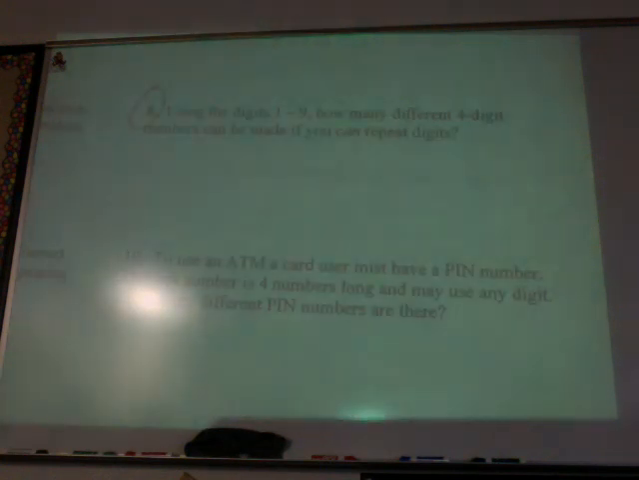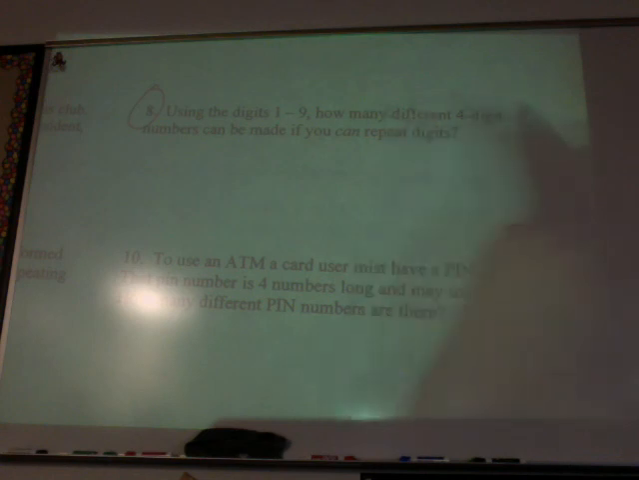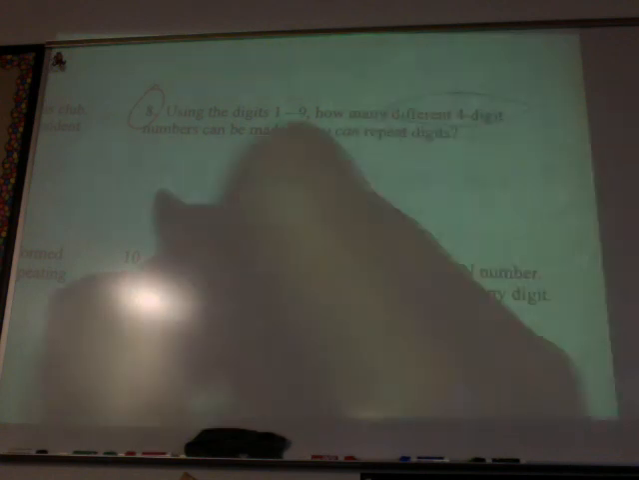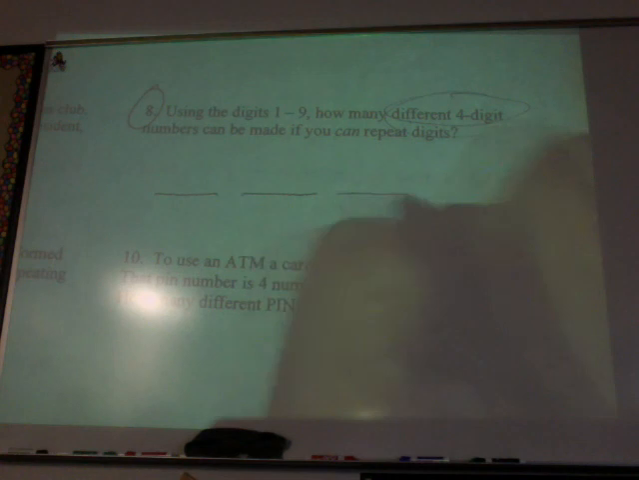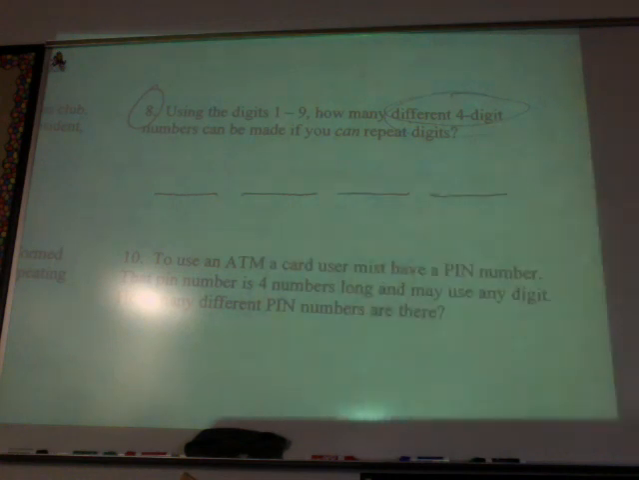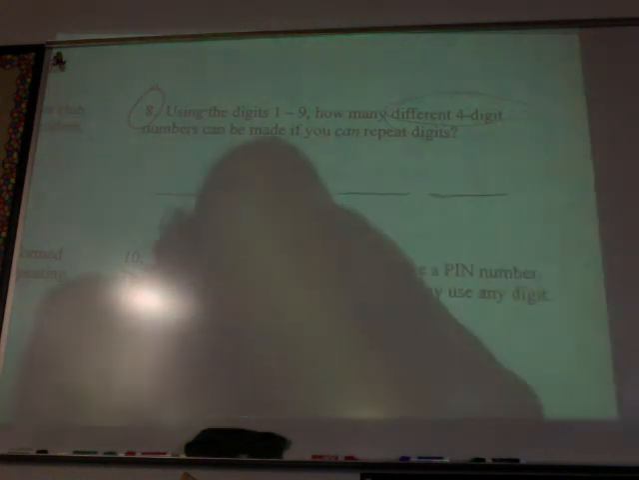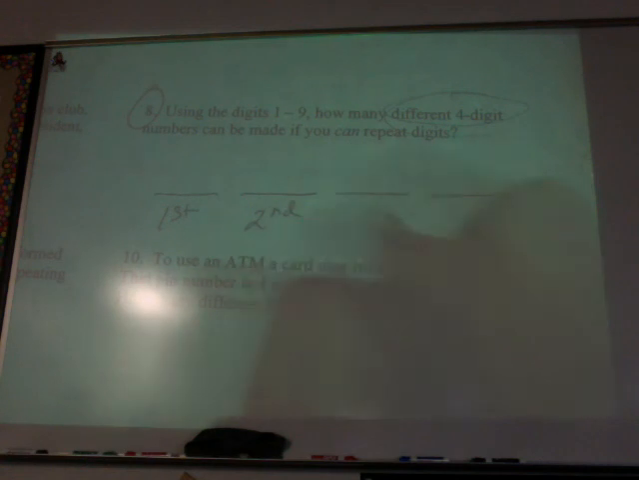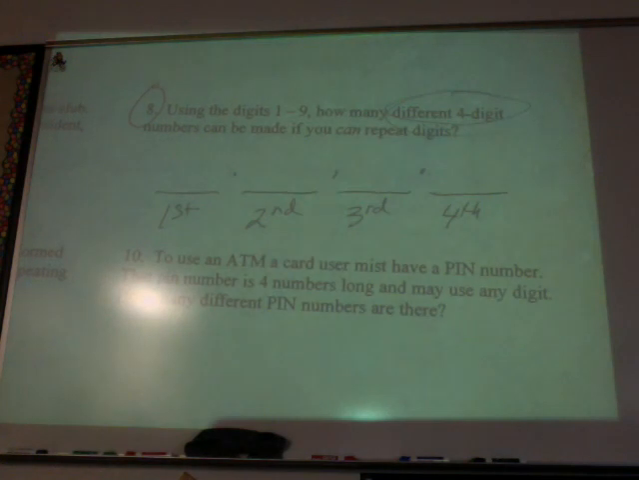So how many events do I have occurring? I have a 4-digit number. Each of those digits is considered an event because I can choose numbers for each of those digits, right? So this is the first digit, the second digit, the third digit, and the fourth digit. I'm going to multiply those possibilities together. But this time it says I can repeat digits. So I can have 9999, 2222.